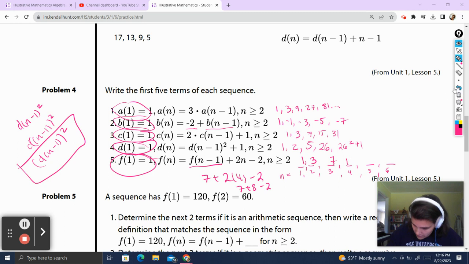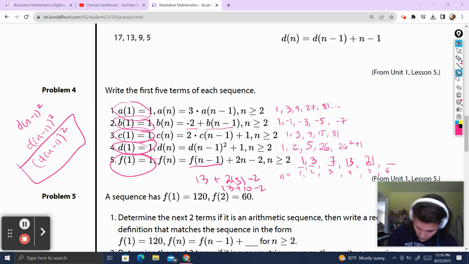Let's do it 2 more times. And again, the previous term, in this case, was 13. The previous term is 13, plus 2 times a place value, which is 5, minus 2. So it's 13 plus 10 minus 2, which gets us 21.